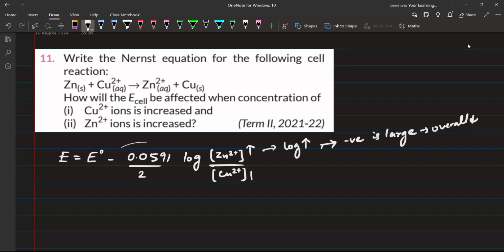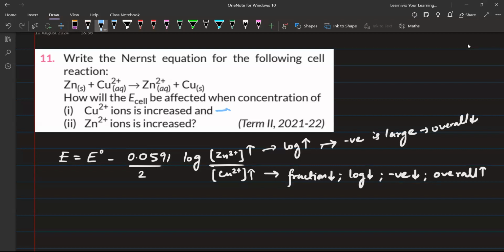ठीक है? But if I increase the copper part, then the fraction decreases, log part decreases, negative part decreases, and the overall will increase. Does this make sense? Yes or no? Please tell me. ये बताएं. हर्षा, Harshita, Rishita, and Zaina. Yes, sir. ठीक है. So if I increase the copper 2 plus ion, then what is going to happen?